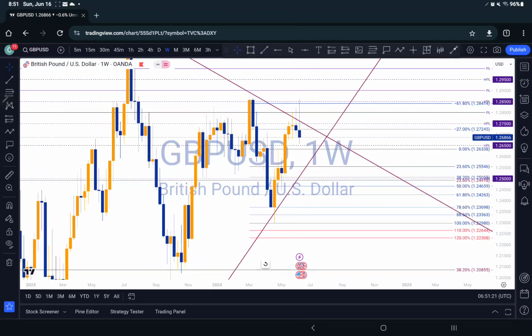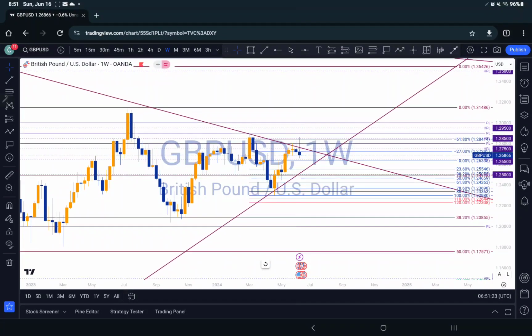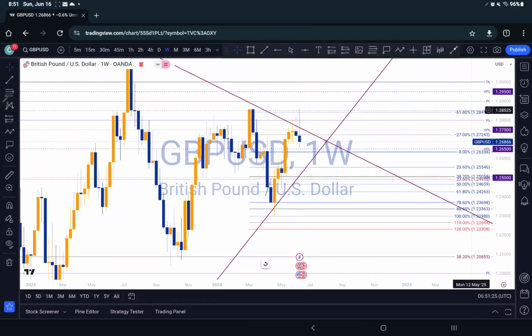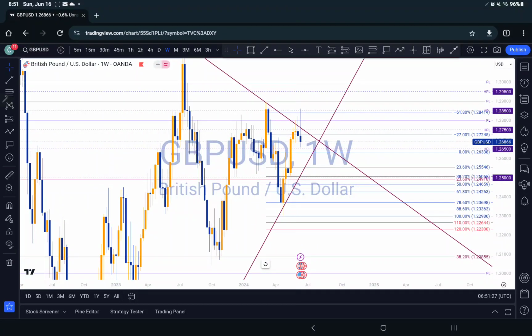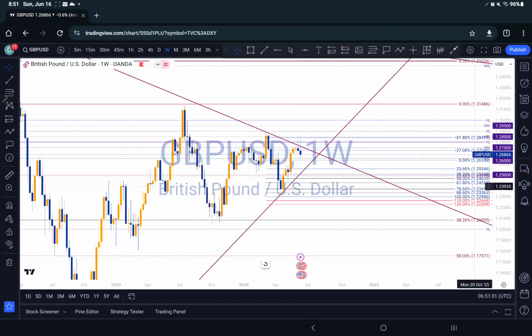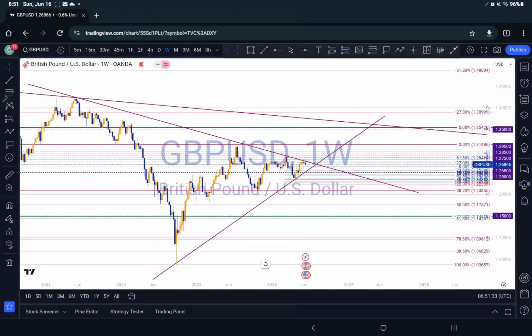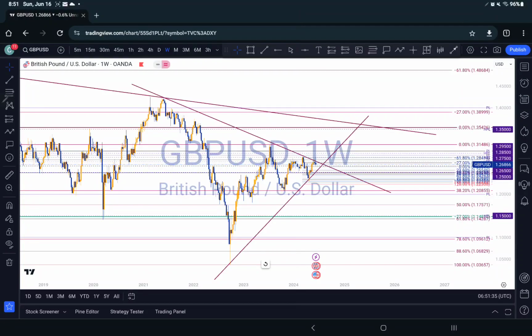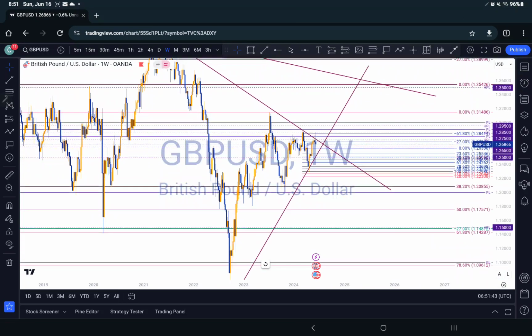We can see that on the weekly time frame we are currently around this trend line right here, right? So as we can see, if I zoom out a little bit, there is this counter trend line right here for weekly, right? And we are currently around that trend line. Let's zoom out and see.